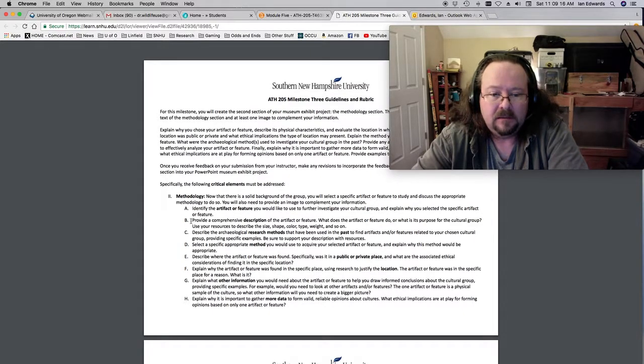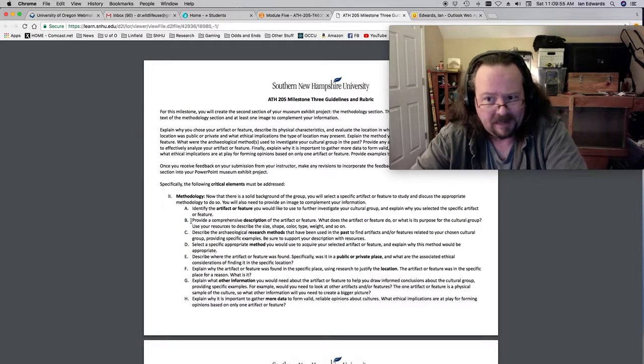Let's see here. Point E: describe where the artifact or feature was found, all right? Specifically, was it in a public or private place, okay? And what are the associated ethical considerations of finding it in the specific location? Now, I'm going to try to give a little bit about ethics here. I've talked about ethics in terms of human remains and such, but remember that this is an artifact in place. A public space tends to be very open, open access.